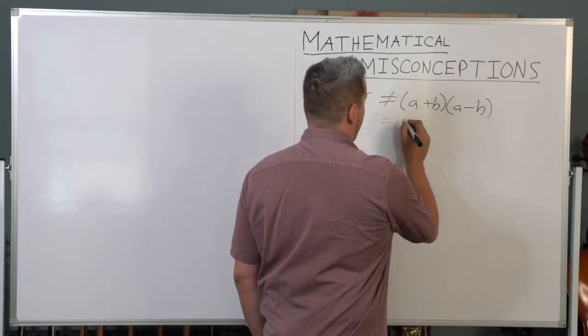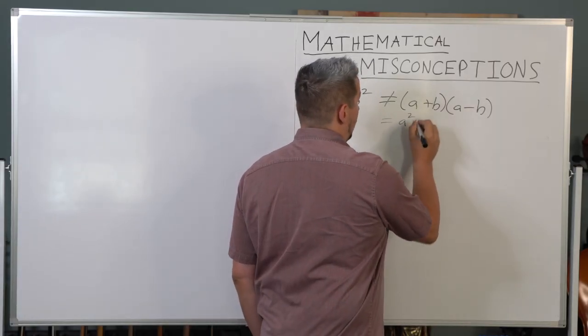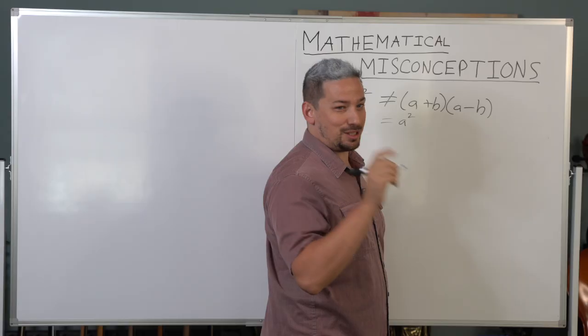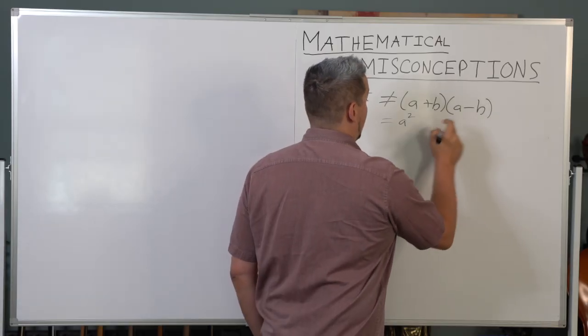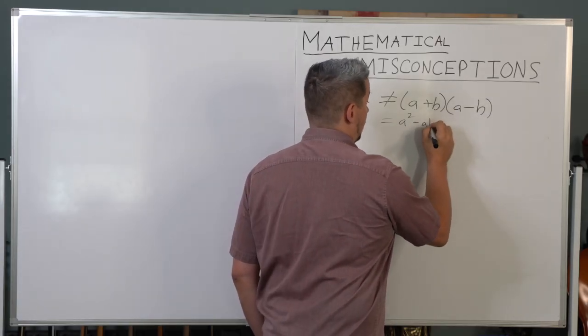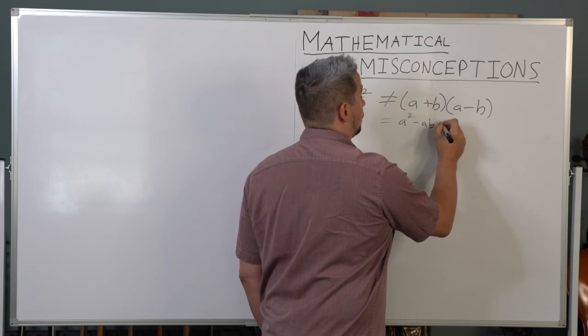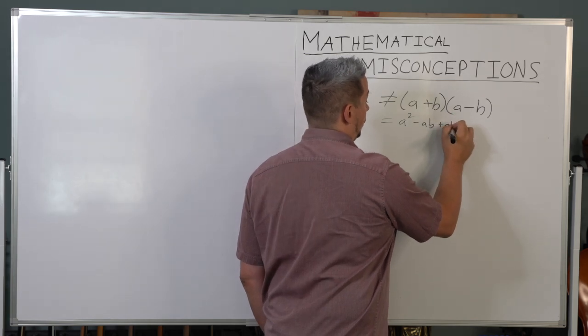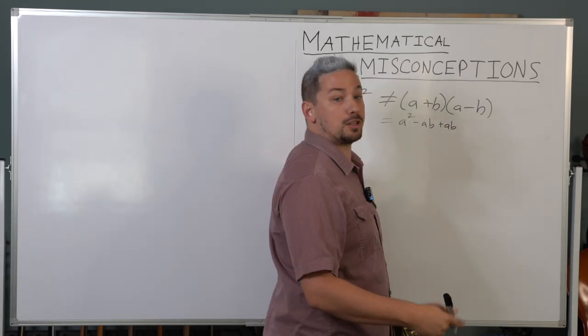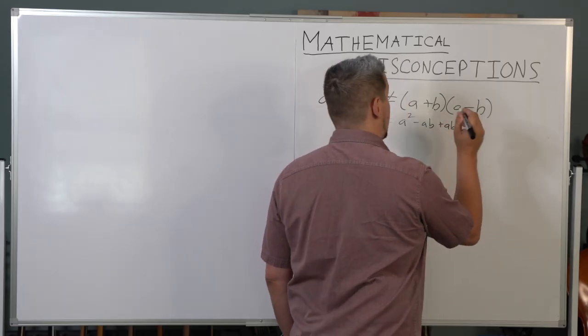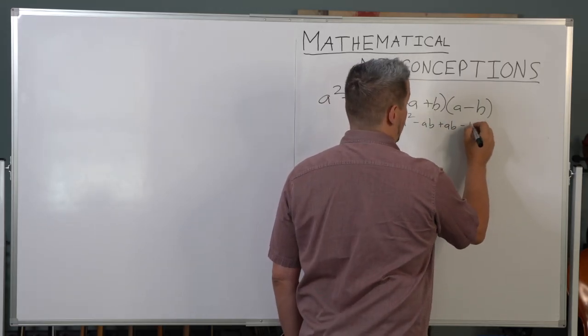A times A is A squared. FOIL, first, outer, inner, last, just as a reminder. Outer, A times -B is minus AB. Inner, B times A is plus AB. You can change the order. BA, AB, doesn't matter, it's multiplication. And B times -B is minus B squared.